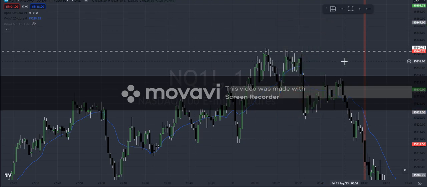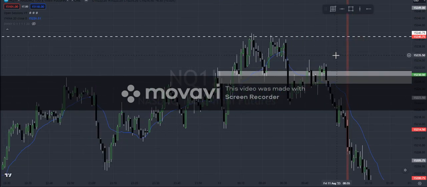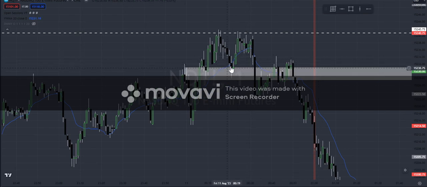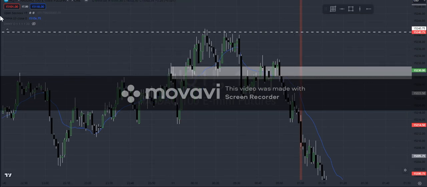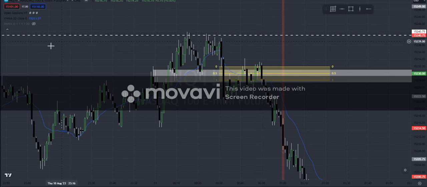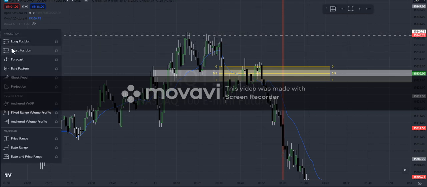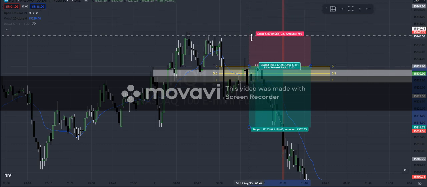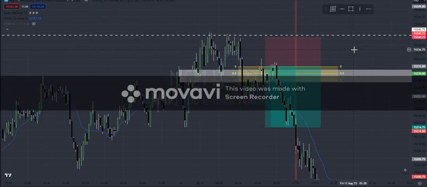But if you're patient and went to the 5-minute, you would have caught this. Impulse move down, retest, fair value gap right here. This is how you would have played it. A close above this would be your stop, or a stop loss on top if you're really aggressive. So we'll do this. Your stop would have been, oh, it's not bad, at 8 points.